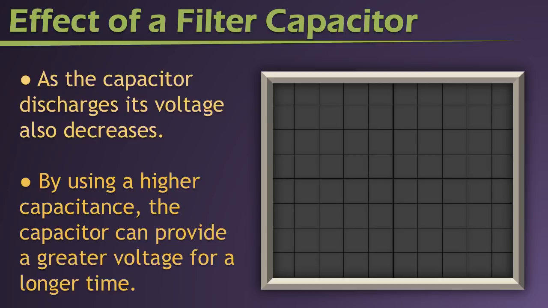And if there was such thing as an infinite capacitor, if one existed, we would get a perfectly straight line like that. And that would be all fine and dandy, except infinite capacitors don't exist. So it's pretty hard to use something that doesn't exist.